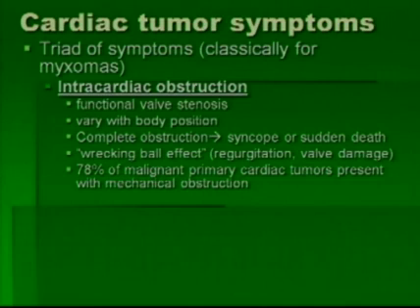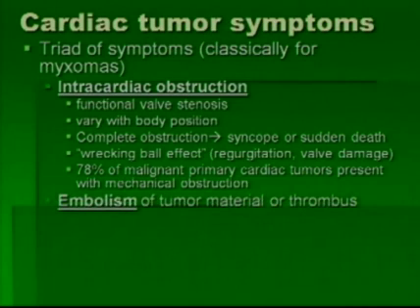78% of malignant primary cardiac tumors present with mechanical obstruction because they've gotten so large before they're detected. The second component of the triad is embolic phenomenon, when tumor material or thrombus, which forms on top of the tumor, goes somewhere in the body.